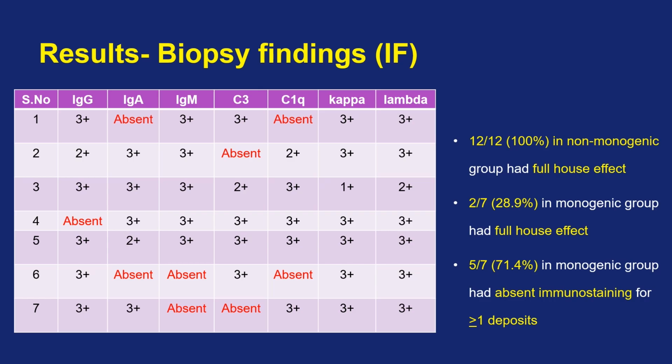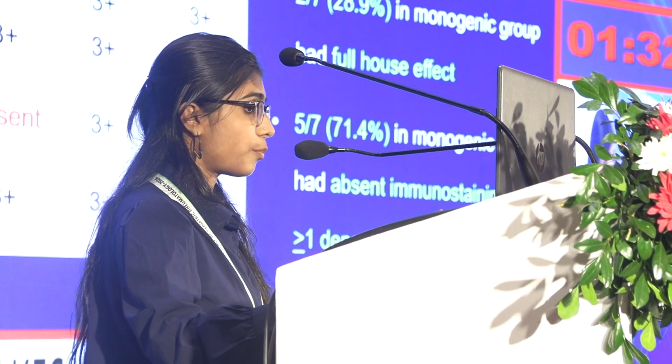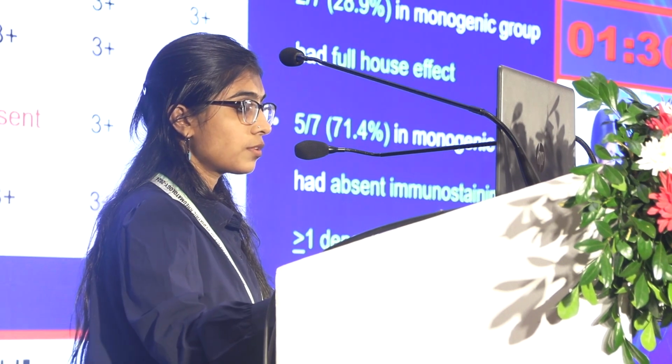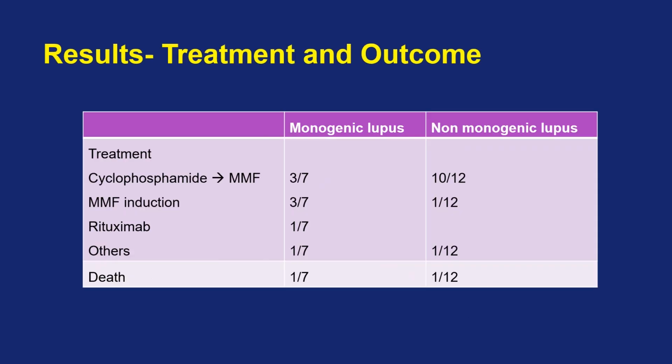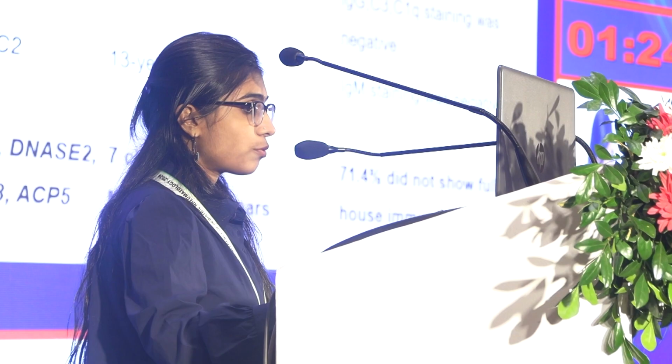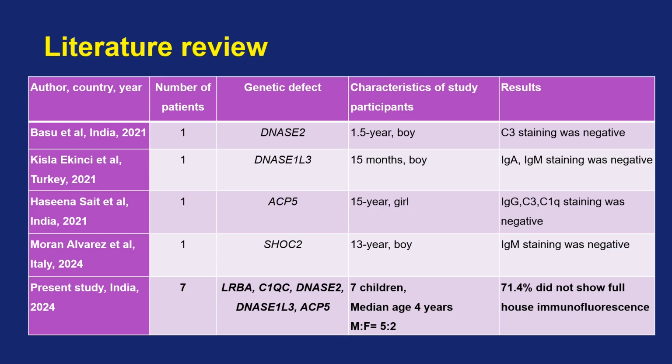However, in the monogenic group, more than 70% of patients did not show full house effect, and they had absent immunostaining for more than 1 deposit. The treatment outcomes were comparable in both the groups. On reviewing the literature, it was found that multiple case reports have been published so far with a monogenic cause of lupus, and the renal biopsy showing defective staining of 1 or more deposits.